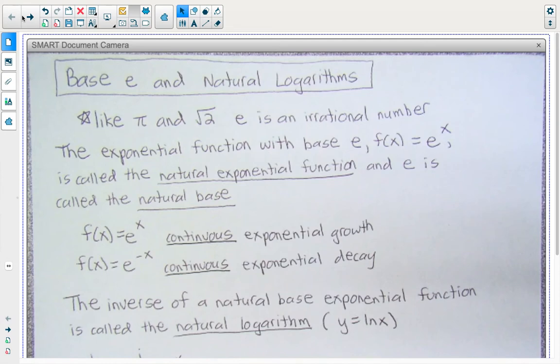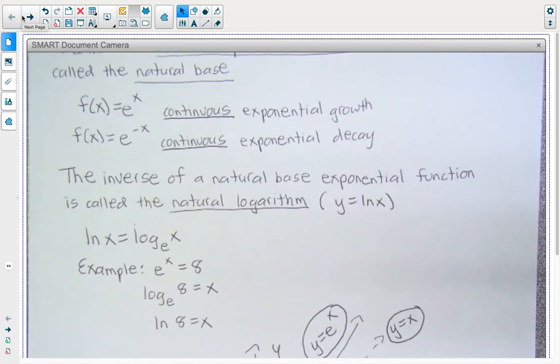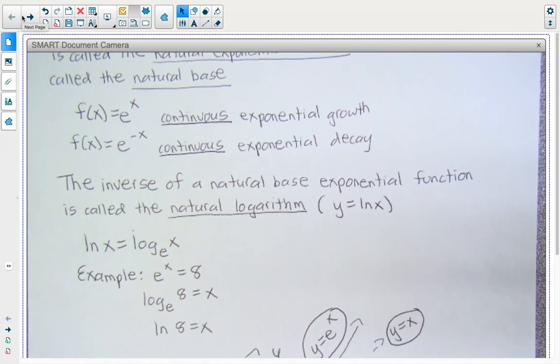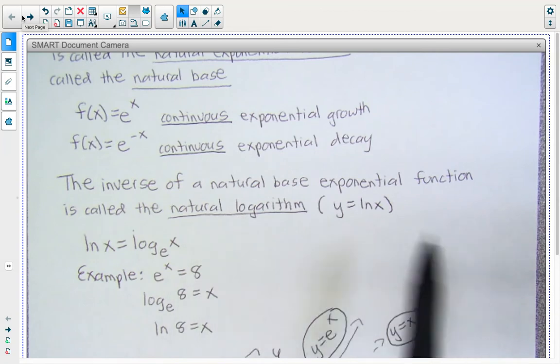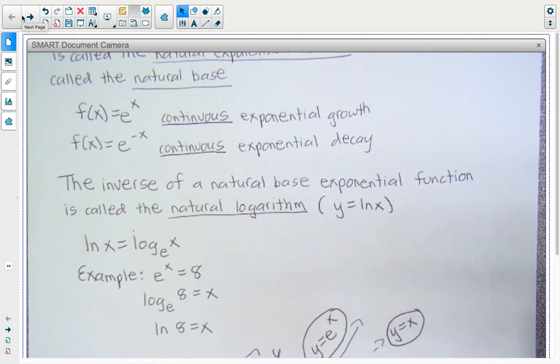Now, just like we've been studying exponentials, there's an inverse for continuous exponential growth, and that is called a natural logarithm. I'll give you a second to write this down. Pause, of course, if you need to. The inverse of a natural base exponential function is called the natural logarithmic function. Now, it is not represented by NL, it is represented by LN, so again, it is kind of backwards.